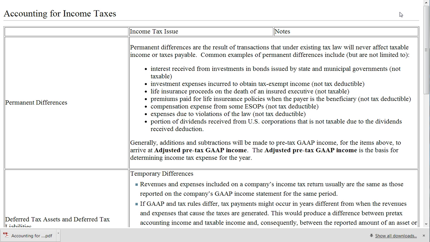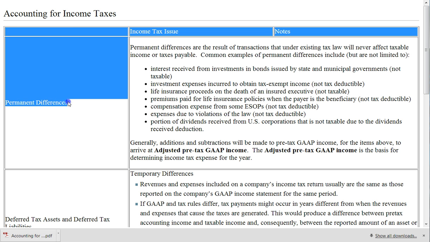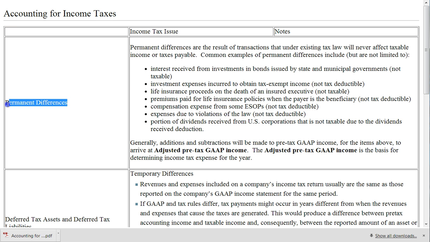So while there is a lot of similarity between the two sets of rules, there are some differences. And those differences primarily boil down into two categories. There are what are known as permanent differences, and permanent differences are accounted for in one way, and then temporary differences are accounted for a little bit differently. So let's deal with permanent differences first. Permanent differences, I think, are a little bit easier conceptually to deal with.